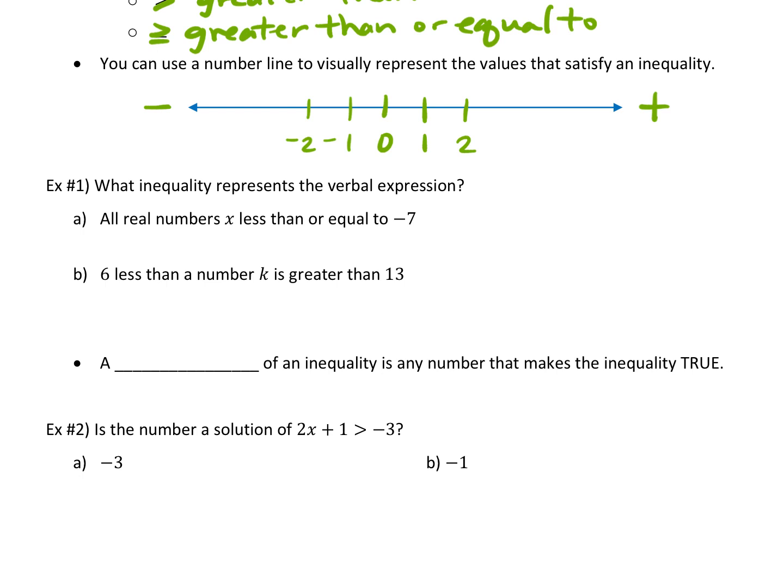Okay, so take a look at this first example. It says, what inequality represents the verbal expression? So in other words, how would you write that sentence, not in words, but in numbers and symbols? I think you would write x and then the less than or equal to symbol, and then -7. All real numbers x less than or equal to -7.